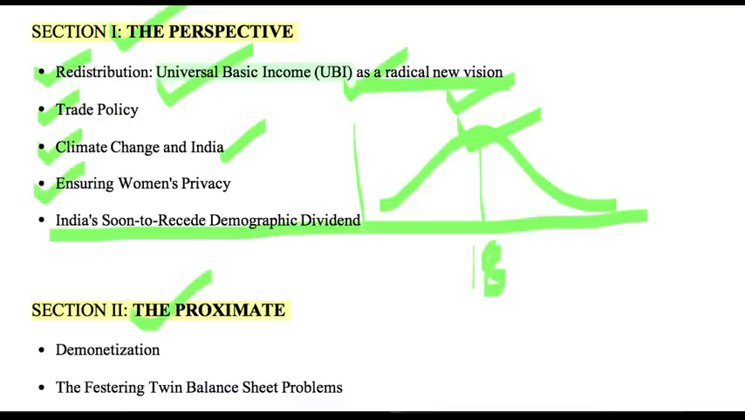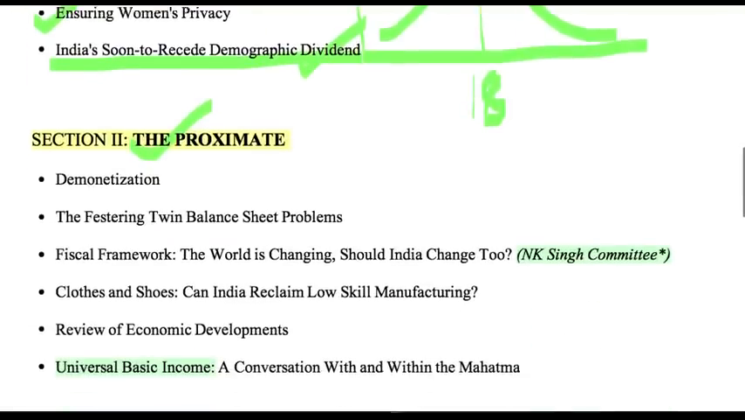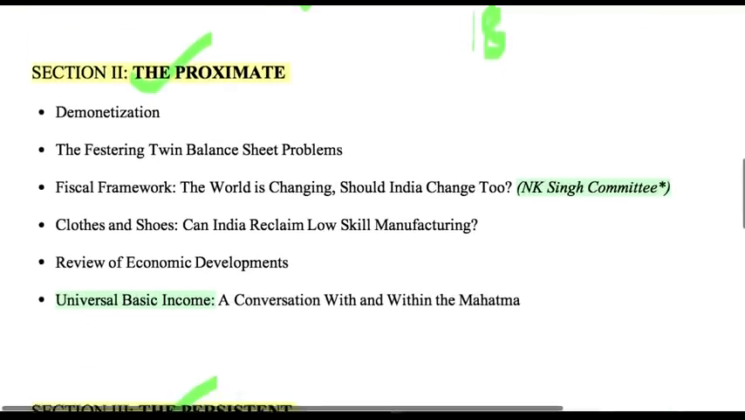But reaping a demographic dividend is totally a different thing. If you give proper skill to people, if you educate them properly and create enough jobs, then only this dividend can be reaped, otherwise it will become a demographic disaster. So this chapter deals with that. We will also discuss it later on. Now coming to Proximate, the very first thing is demonetization.